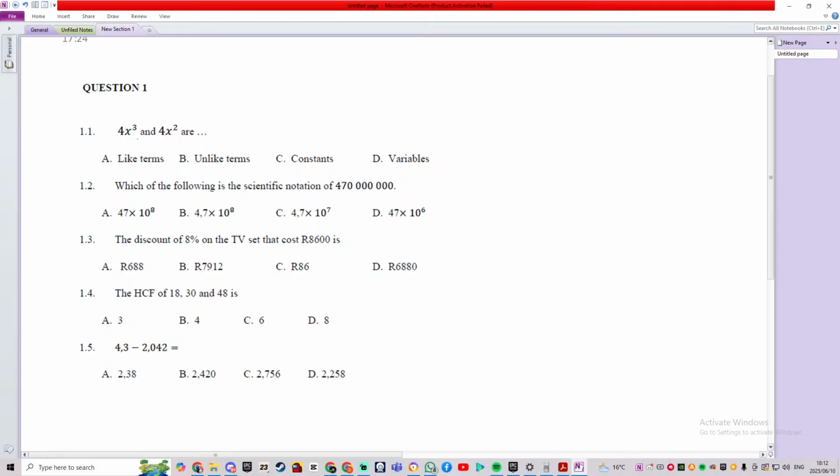Let's start. 4x to the power of 3 and 4x squared: are they like terms, unlike terms, constants, or variables? When we identify like and unlike terms, we look at not only the letters having to be exactly the same, but also the exponent. The 4 over here is what we call the coefficient. Both of those 4s don't always have to be the same.